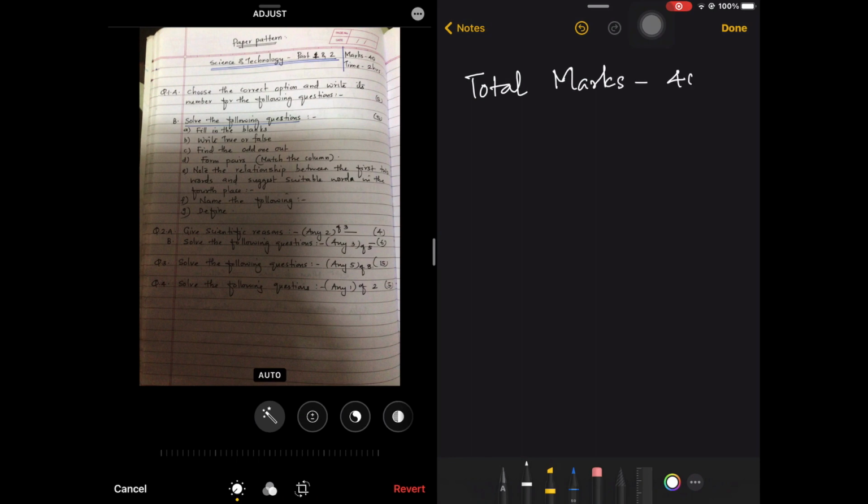Total marks 40 and time 2 hours. Now here, question number 1 is: choose the correct option and write its number for the following questions, which is of 5 marks. Here you can see the MCQ questions are coming, which are from the textbook, and the options have been given A, B, C, D.